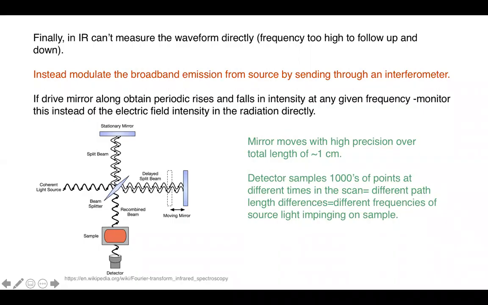So by measuring the differences between these two waves, the one that's delayed and the one that's stationary, we're able to pick up on any differences between them. These differences between the standard beam, the one coming from the stationary mirror, and the delayed beam, the one that comes from the moving mirror, is what we're going to detect. And by looking at the difference between those two, we're able to sample a lot of wavelengths very quickly.